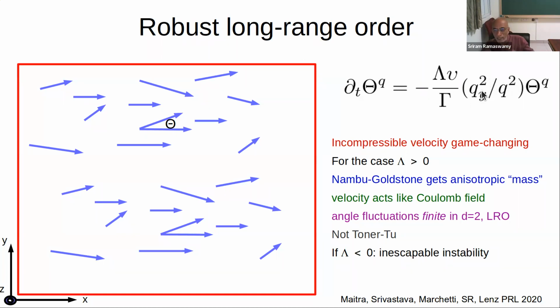So you get a mechanism which is actually akin to the Higgs mechanism. The Higgs mechanism gives a mass to the broken symmetry mode, the Nambu-Goldstone mode. The same kind of thing happens here.